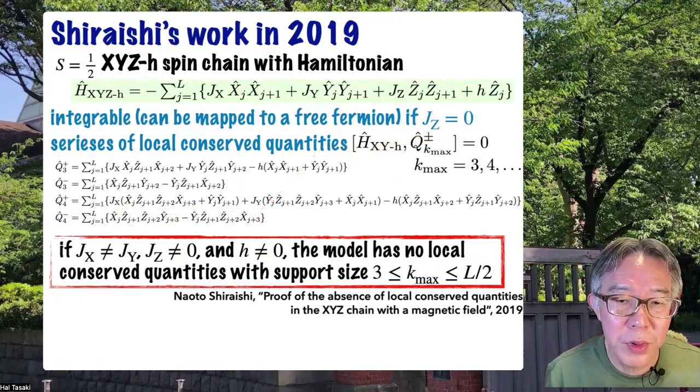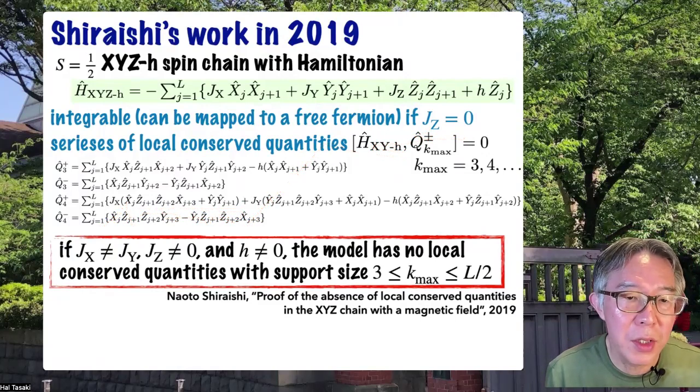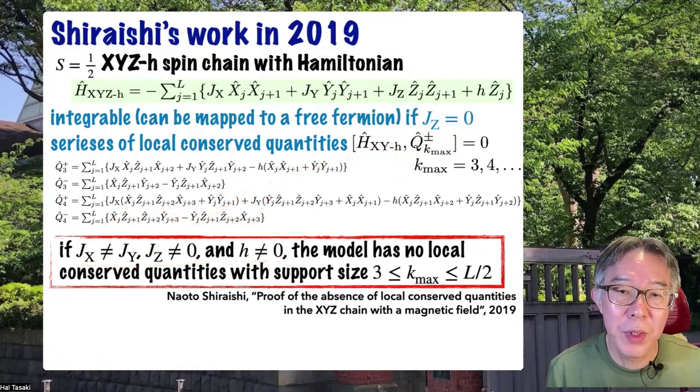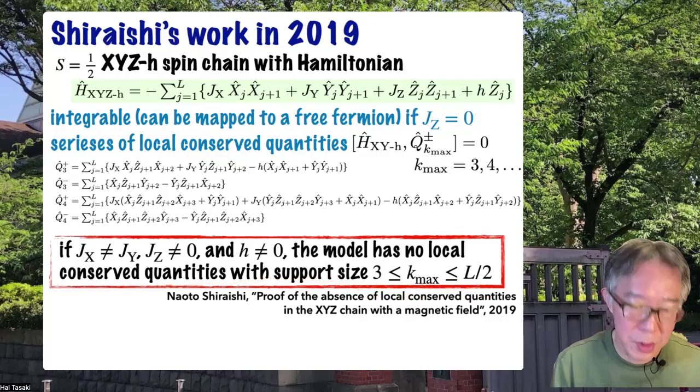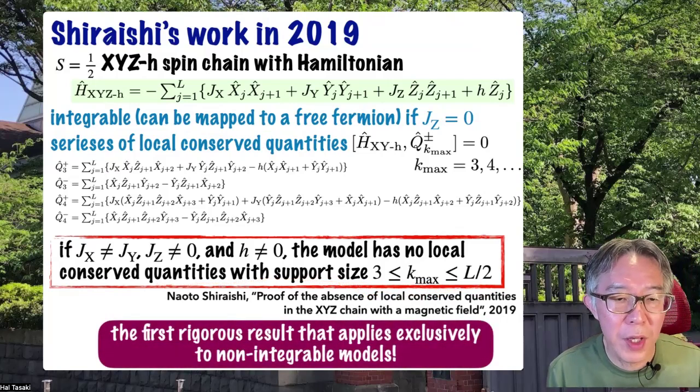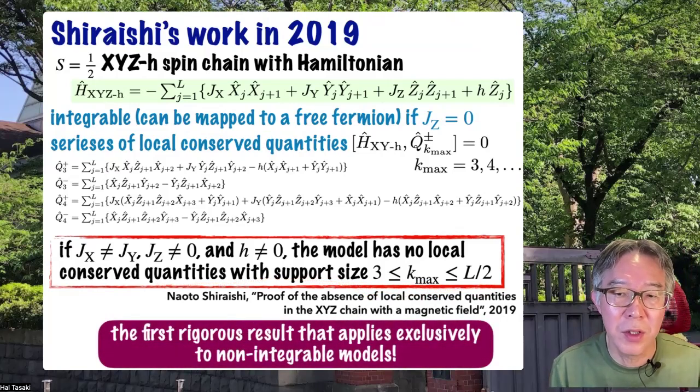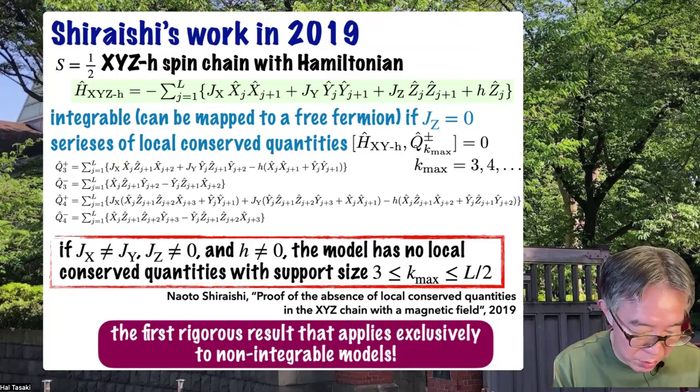And what Naoto proved in 2019 is that if these coupling constants are different, and if Jz is non-zero and H is non-zero, then people believe that the model is non-integrable. And in this case, he proved that the model has no local conserved quantities with support size in this range. You don't have to care about details, but he proved that there are no non-trivial local conserved quantities. I think it would be fair to say that, as far as I know, this was the first rigorous result that applied exclusively to non-integrable models.